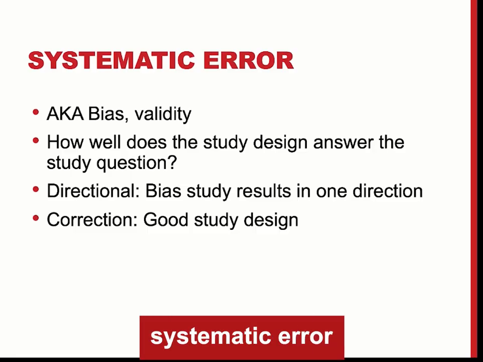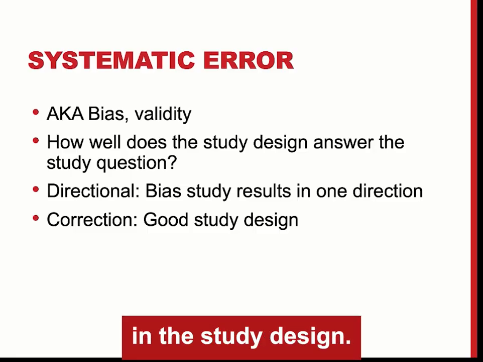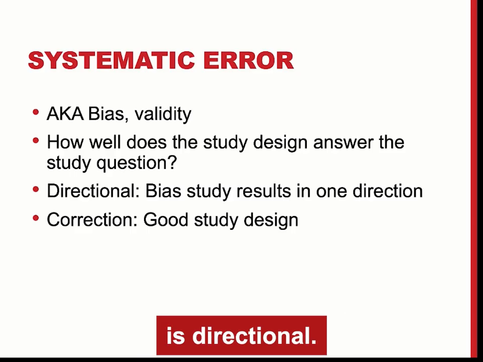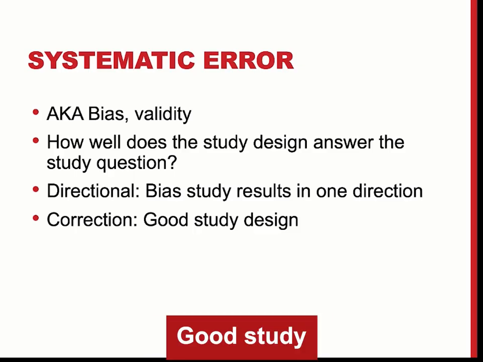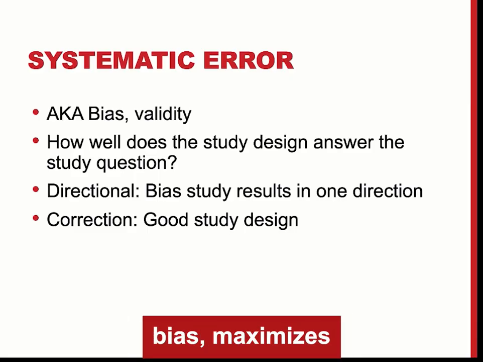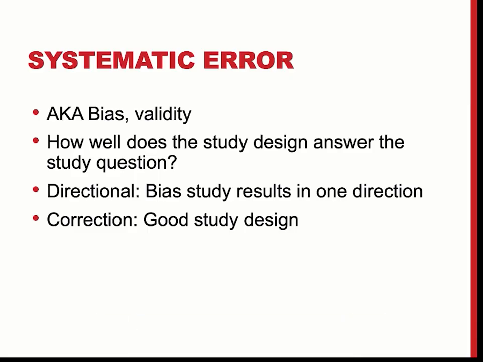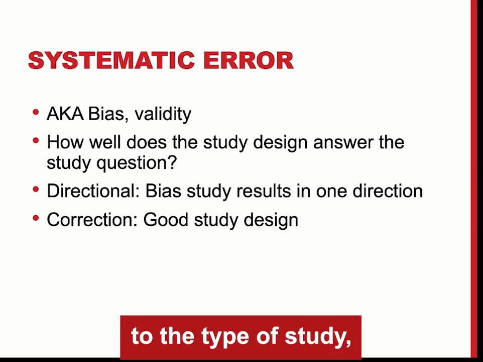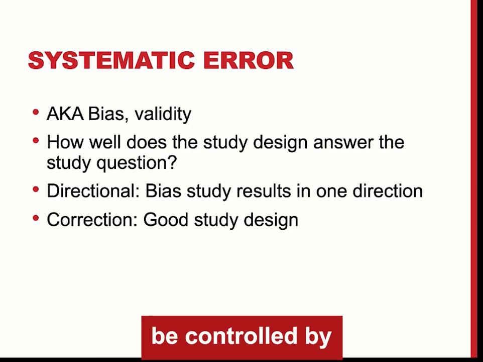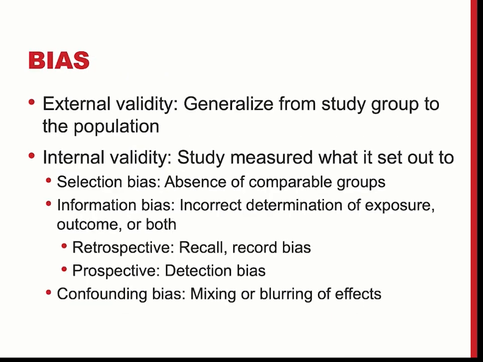In contrast, systematic error is based on biases or lack of validity in the study design. Systematic error is directional, that is, it will bias the study results in one direction or the other. The correction for systematic error is good study design. Good study design minimizes bias, maximizes validity, and limits systematic error. Some systematic errors are inherent to the type of study, and some can be controlled by the investigator.